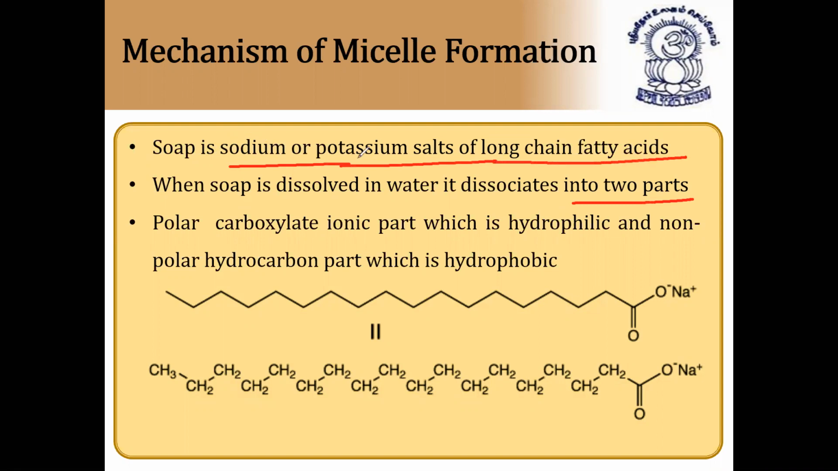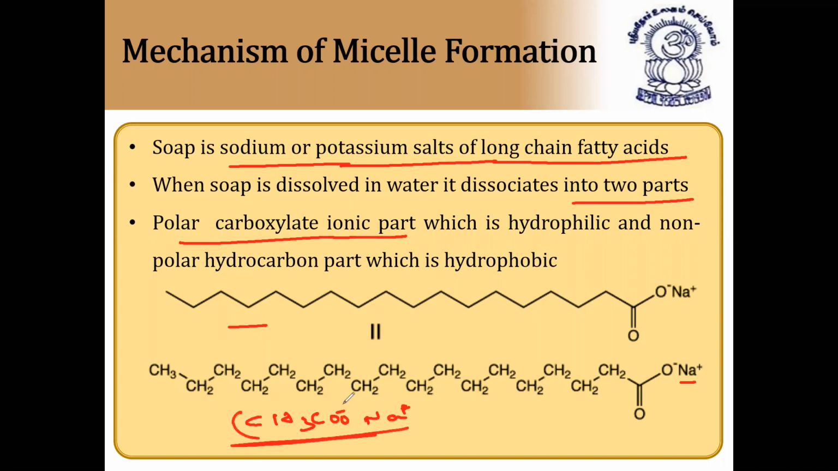So soap is sodium salt or potassium salt of long chain fatty acids. When soap is dissolved in water, first what happens? It dissociates into two parts. One is the polar carboxylate ionic part. Carboxylate ion means COO minus and Na plus. This is called the carboxylate ionic part, that is, so many molecules CH3 COO minus Na plus. This is called carboxylate ion.